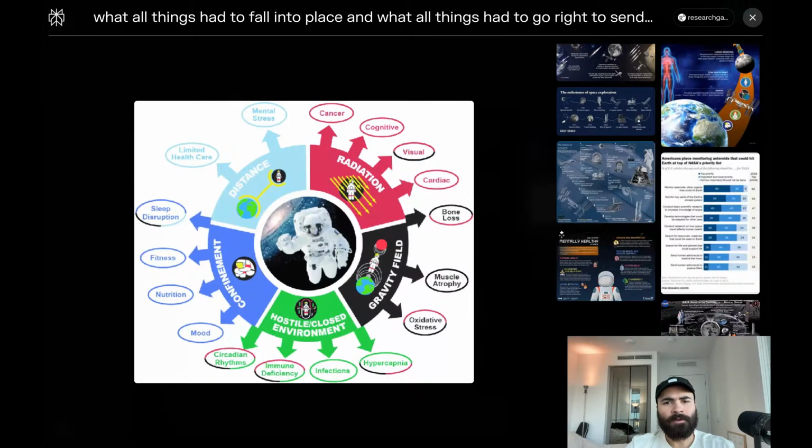Radiation, cancer, cognitive, visual, cardiac, gravity field, bone loss, muscle atrophy, wow, oxidative stress, hostile close environment, circadian rhythm, immunodeficiency, infections, hypercapnia, confinement, sleep disruption, fitness, nutrition, mood. Yeah, mood is a big thing. Distance, limited healthcare, mental stress. Wow.